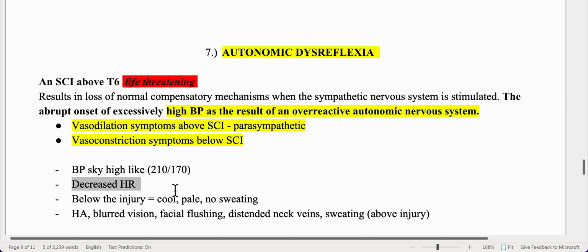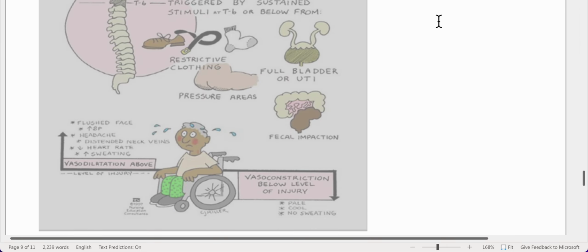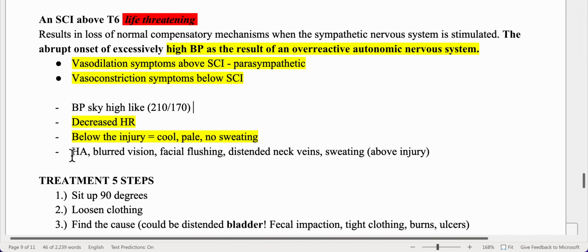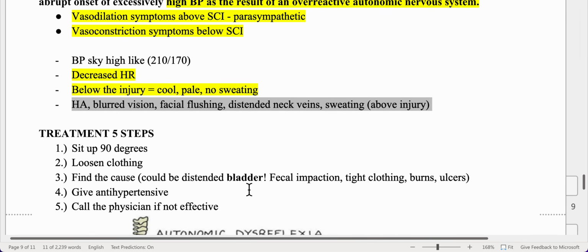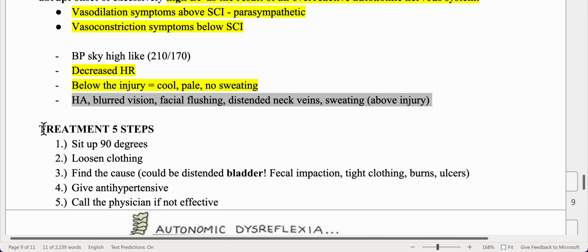BP sky high, like 210 over 170. Decreased HR. Below the injury equals cool, pale, no sweating. Headache, blurred vision, facial flushing, distended neck veins, sweating, above the injury.